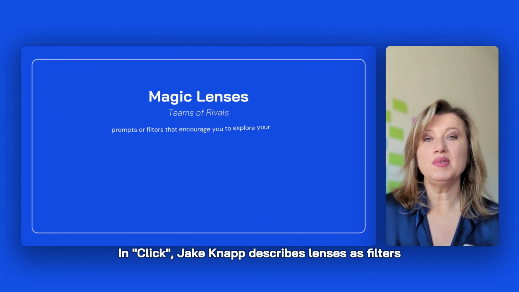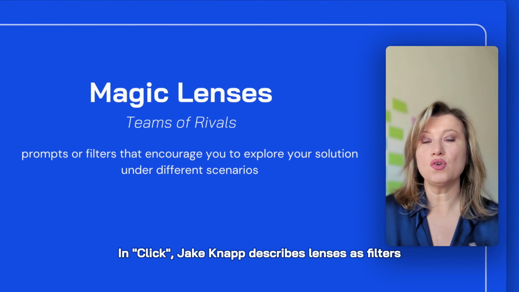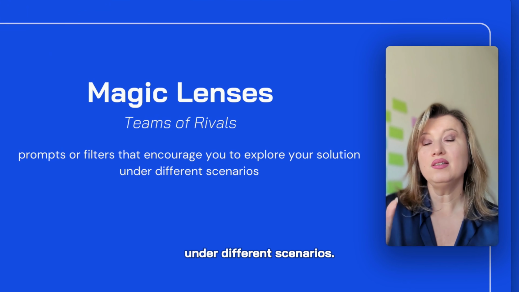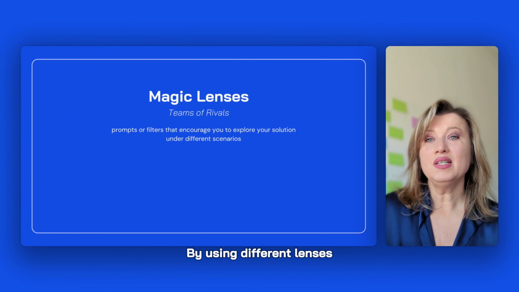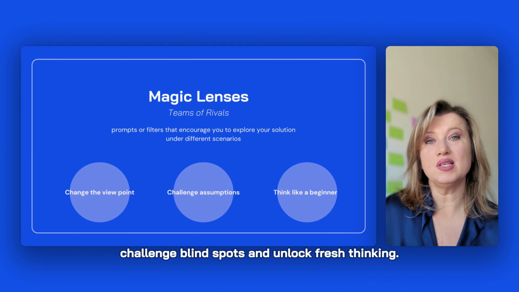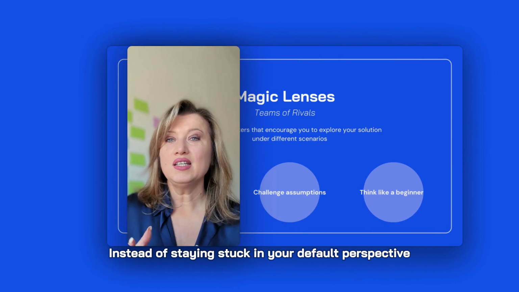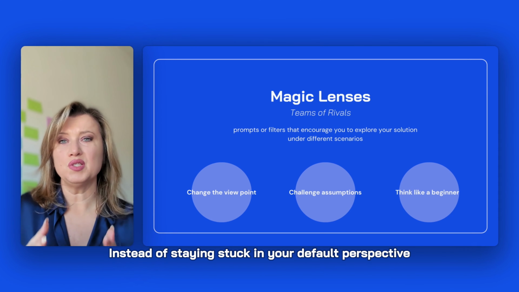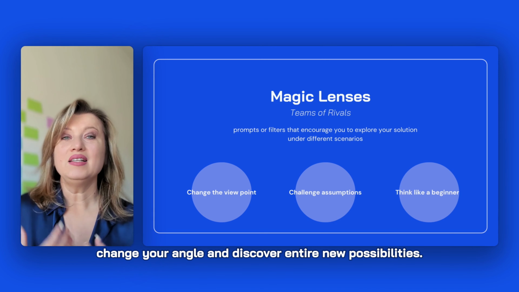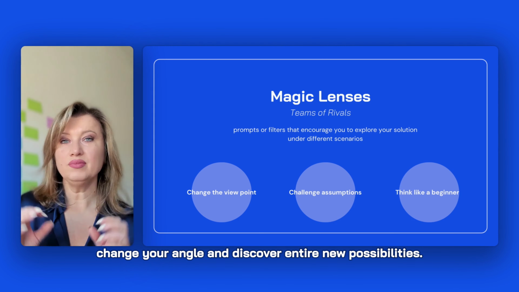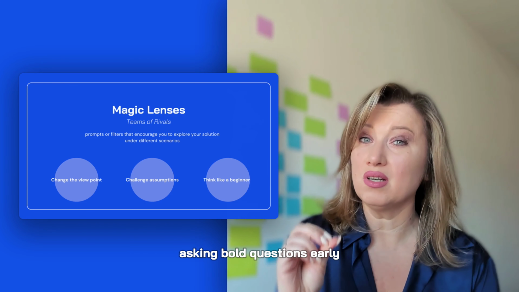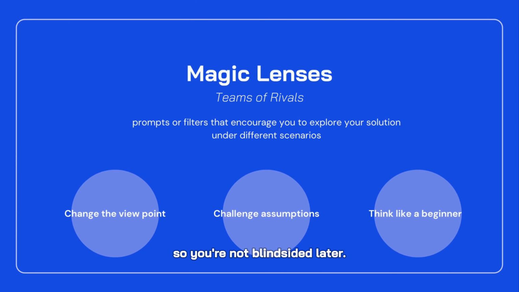In Click, Jake Knapp describes lenses as filters or a team of rivals that encourage you to examine your solution under different scenarios. By using different lenses, you reset assumptions, challenge blind spots, and unlock fresh thinking. Instead of staying stuck in your default perspective, you spin the kaleidoscope, change your angle, and discover entire new possibilities. Lenses help you think like a beginner again, asking bold questions early so you're not blindsided later.